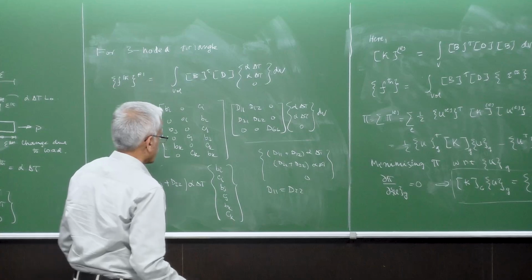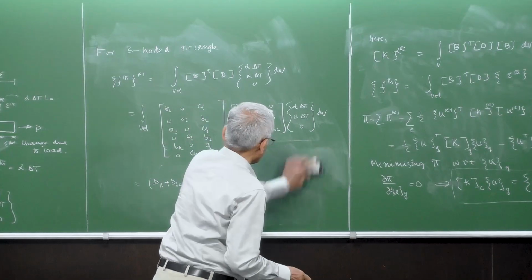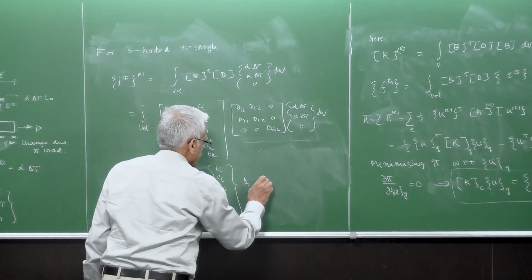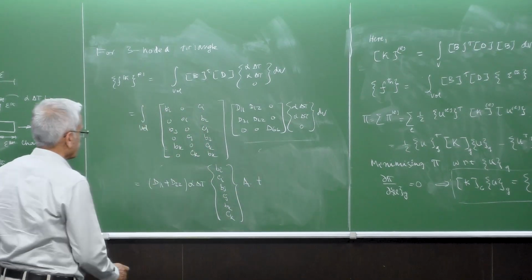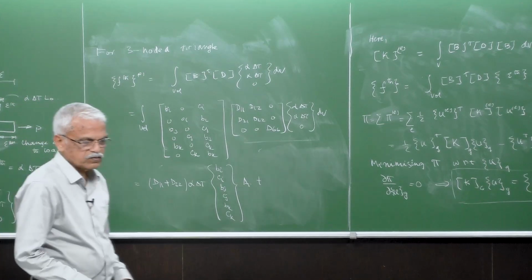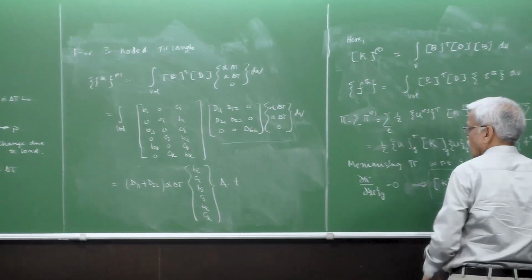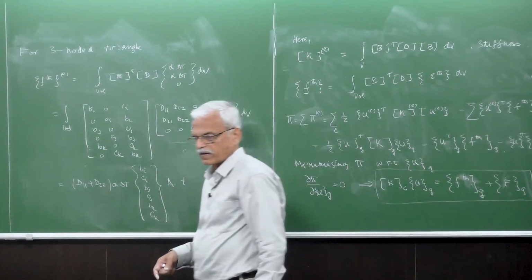Okay, so this is how it is. I just did it, and area times thickness T. So this is what F thermal is. Once you have this, you can assemble it and then solve here in the usual manner.